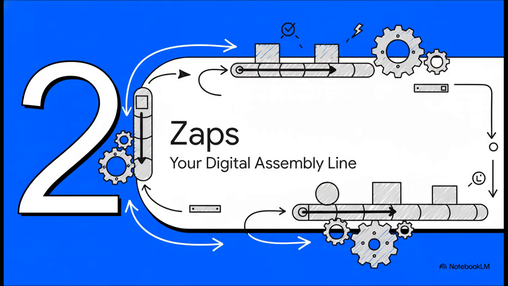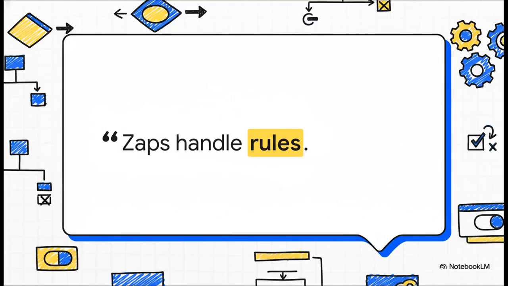All right, let's tackle Zaps first. Honestly, the best way to picture a Zap is like a digital assembly line. It's just perfect for those repetitive A then B then C tasks where the rules never, ever change. So here's the key thing to remember, the simple rule of thumb. Zaps handle rules. If you can write down a clear, if this happens, then do that, instruction for a task, a Zap is almost always going to be your best bet.